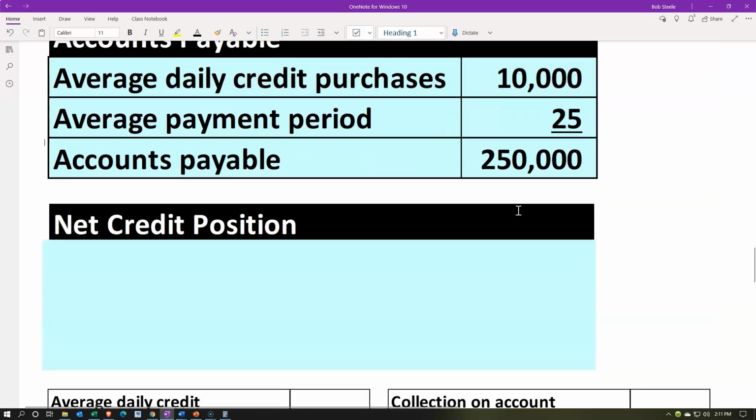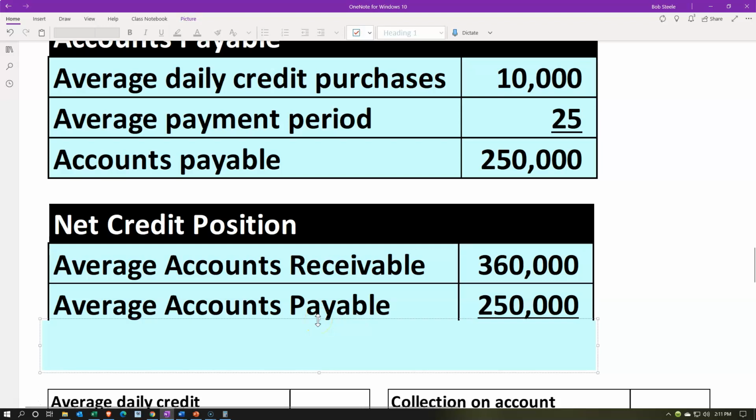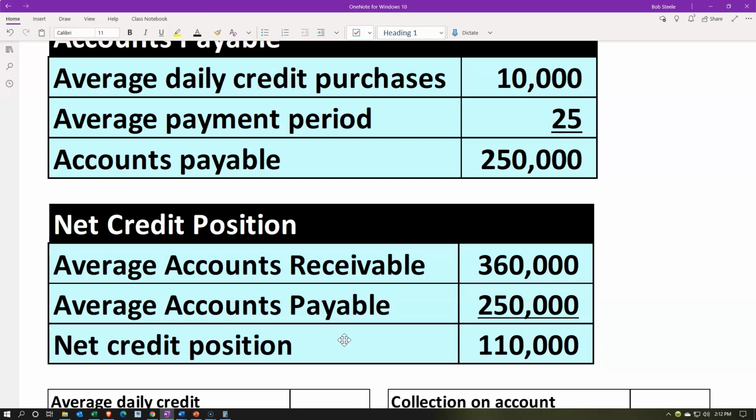Once we have that, then we can figure the net credit position. So we have the average accounts receivable was the 360 that we figured out. That's kind of like the credit that we are offering. And then we have the average accounts payable is the 250, the credit that we're receiving on the purchasing side of things. Means that we have a difference of the 360 minus the 250, or the 110,000 net credit position.